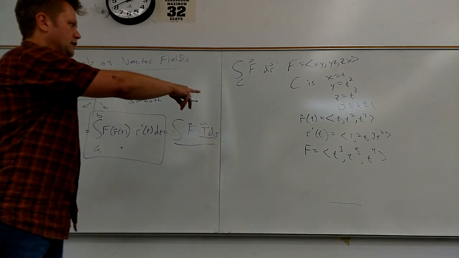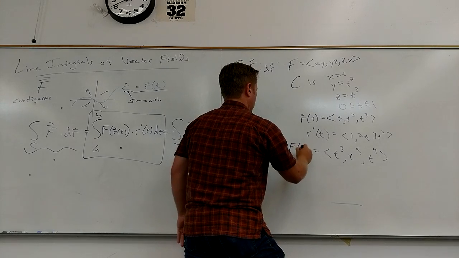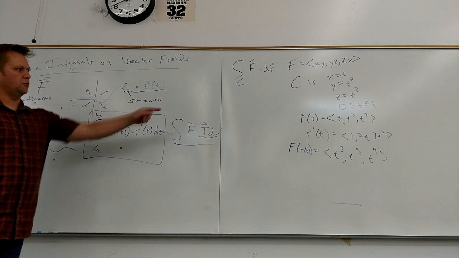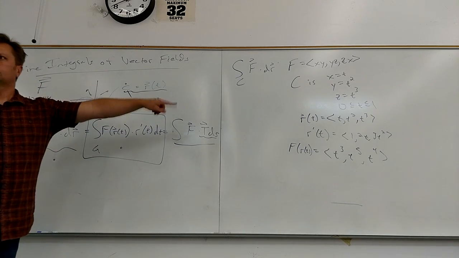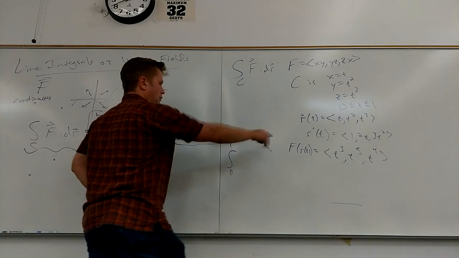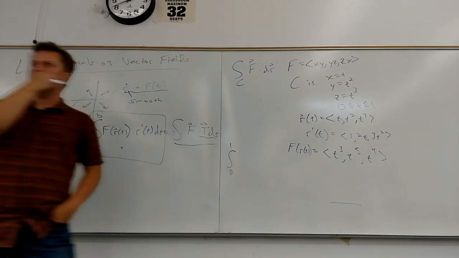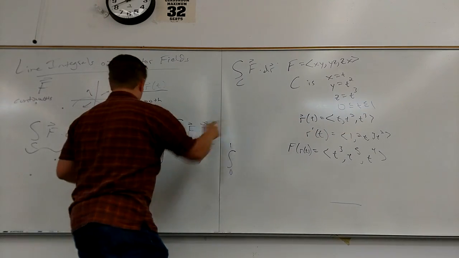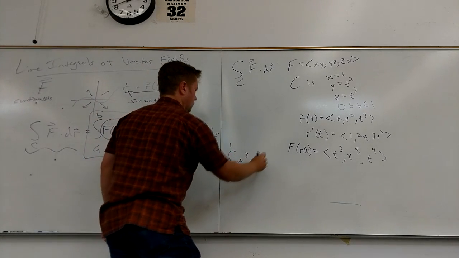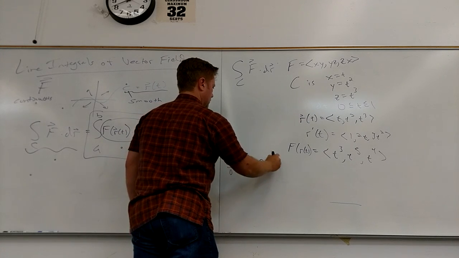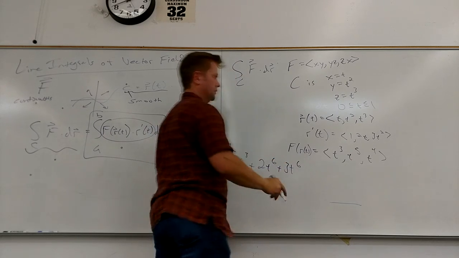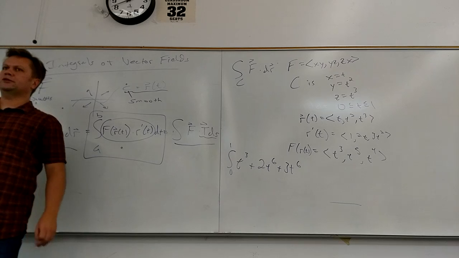So here, what's the last piece? I've got basically everything I need. This is f of r of t. Now I just need the dot product between r prime and f of r of t. So then you get the integral from 0 to 1. The dot product is, they're right on top of each other. That's nice, what I did for myself. So what's the dot product between these two things? T cubed plus 2t to the sixth plus 3t to the sixth. That's nice, some like terms.